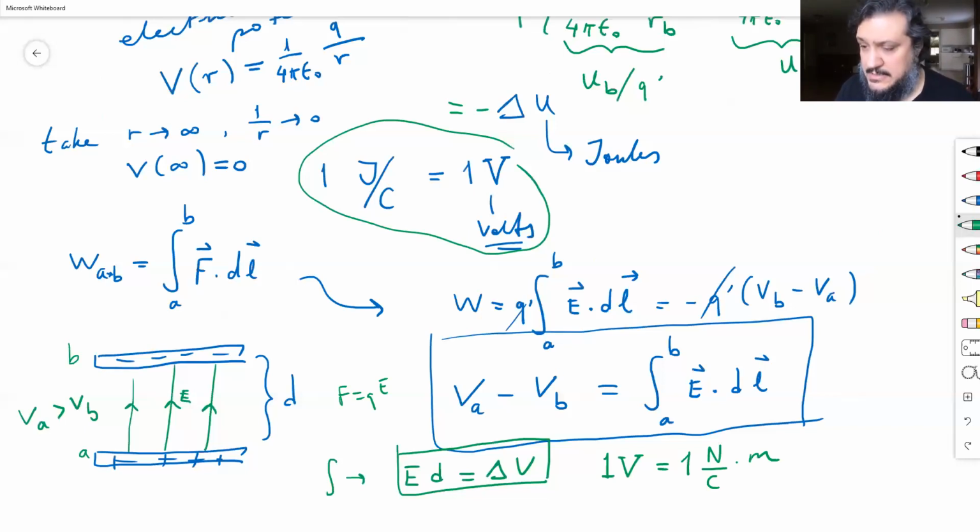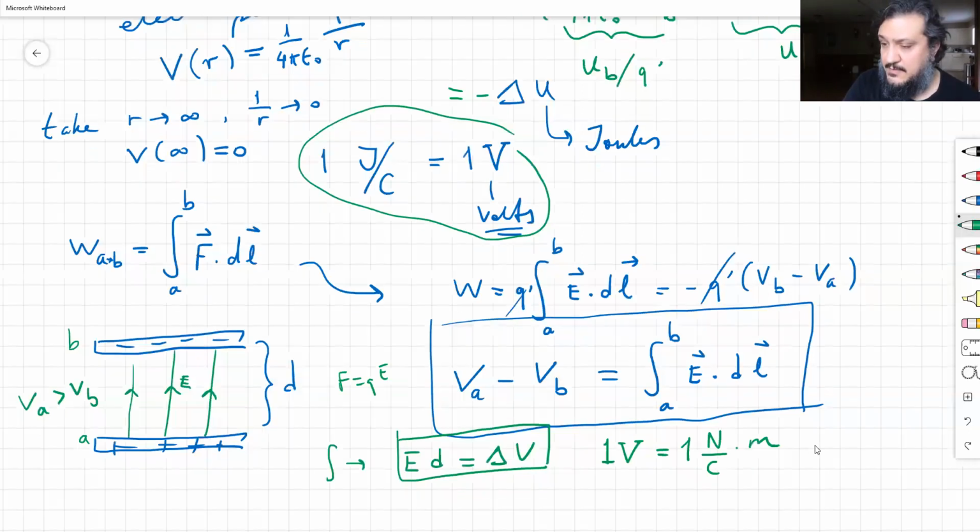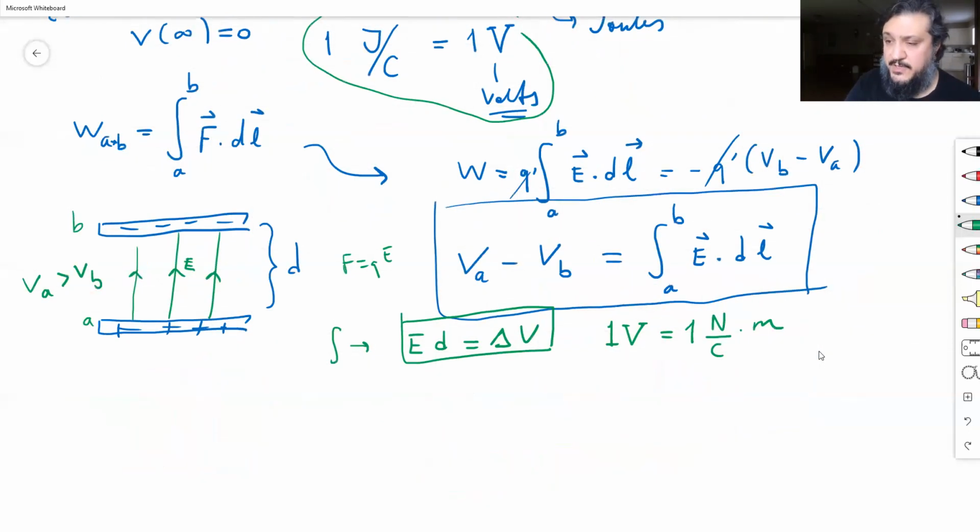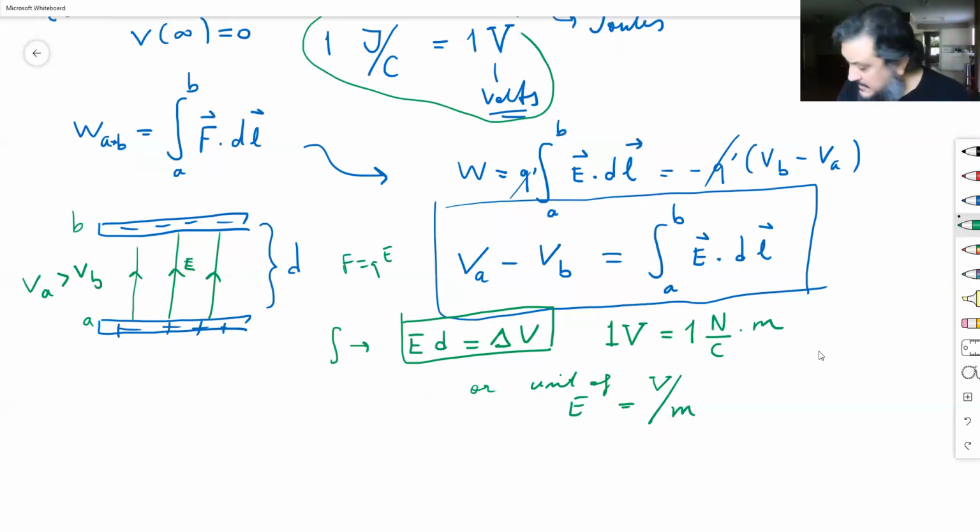Or the unit for electric field would be volts per meter. The unit of E will be volts per meter. All right, so that much about the units.